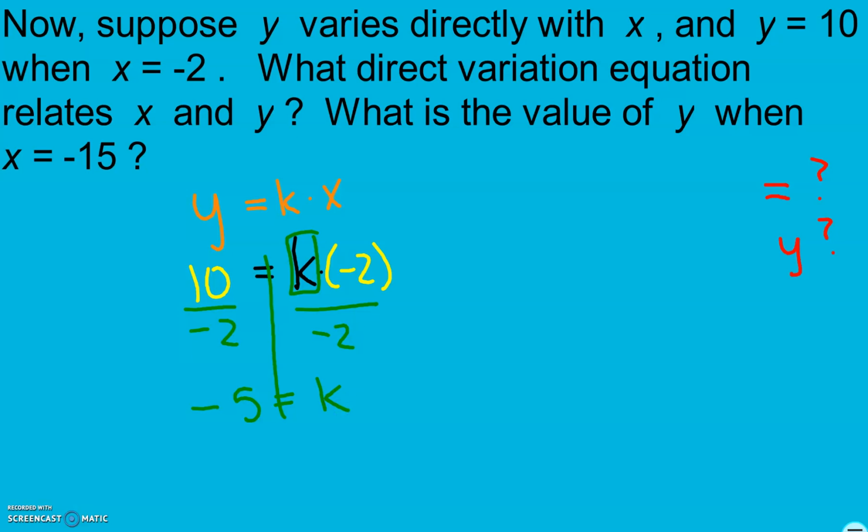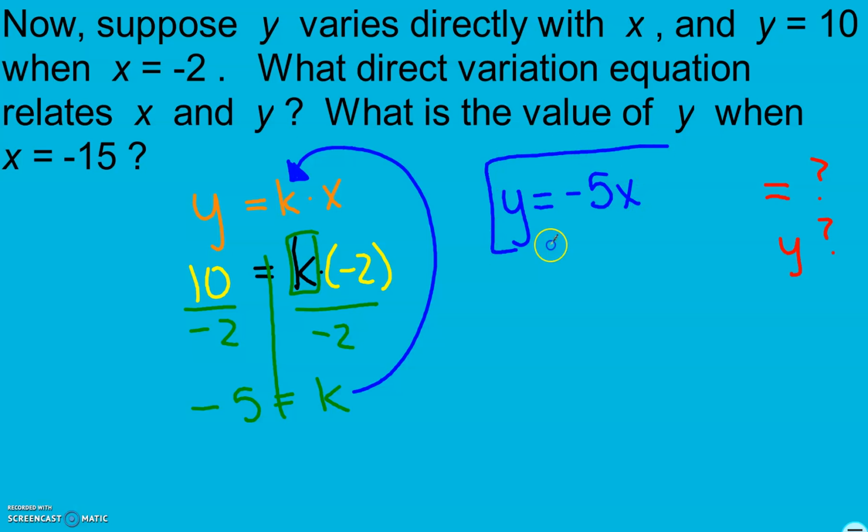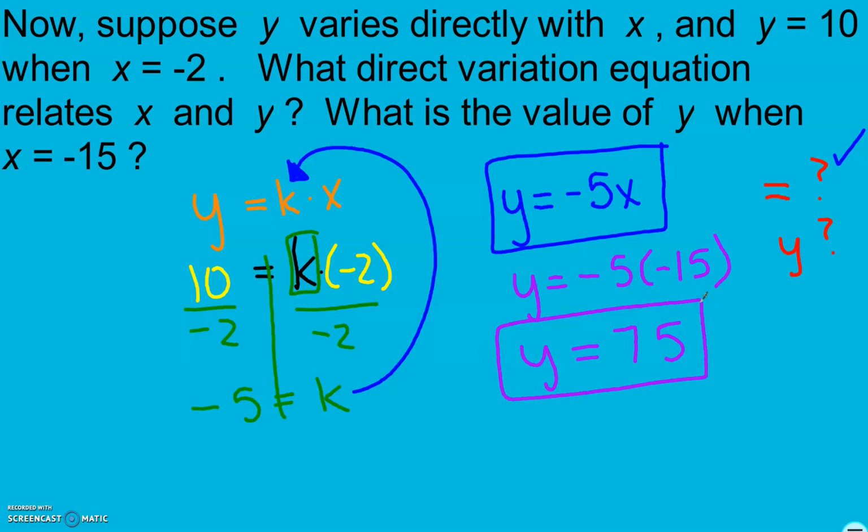Now that I know what that is, I can find my direct variation equation that relates x and y. Again, in order to relate x and y, they both have to be in my equation. So I need a y, I need an equals because it's an equation, and I need an x. So here is my equation that relates the two. Now it says, what is the value of y, is what I'm looking for, when x is negative 15? Well, I plug in the negative 15, and I get a positive 75. And both questions here are answered.